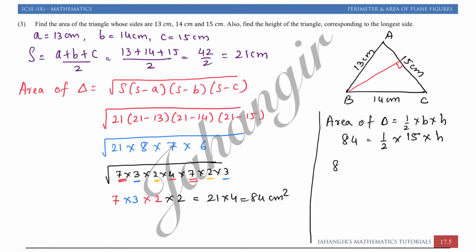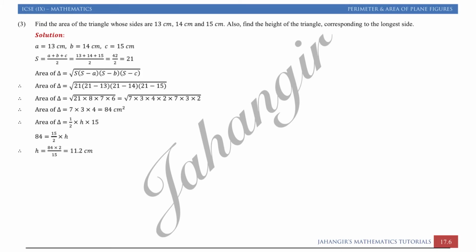Into height we have to find. So we can just cross multiply. 84 into 2 upon 15 is equal to h. Cancel out, 3 5s are 15, 3 28s are 84, 28 into 2. So therefore h is equal to 56 upon 5, that is 11.2 centimeter. Hope this question is totally clear. Have a look at it.